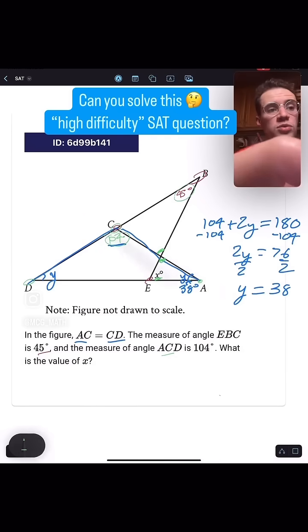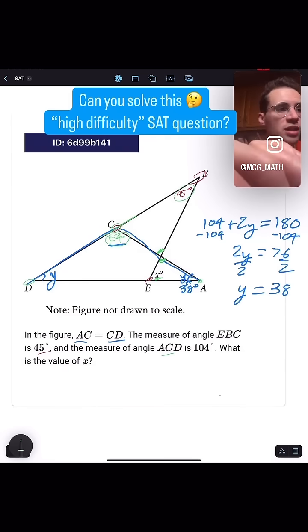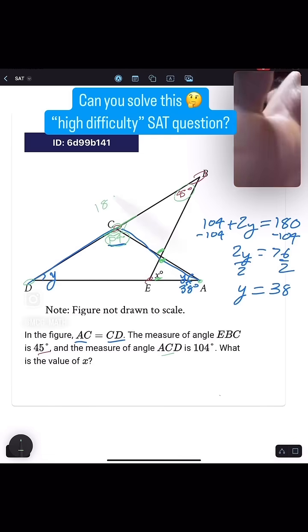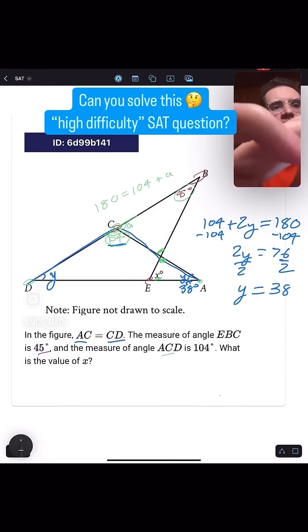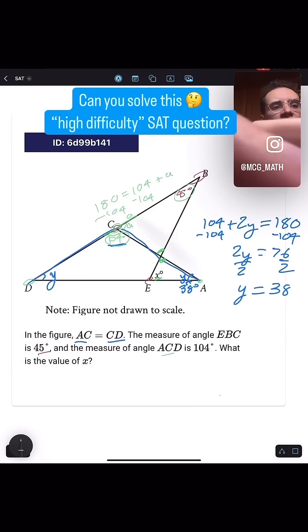The 104 forms what's called a linear pair with this angle ACB. Basically, ACD and ACB add up to a straight line, and a straight line will have an angle measure of 180 degrees. So 180 equals 104 plus this angle here. Let's call it A for angle. 104 plus A makes 180. Subtract 104 from both sides. We get that A is 76.